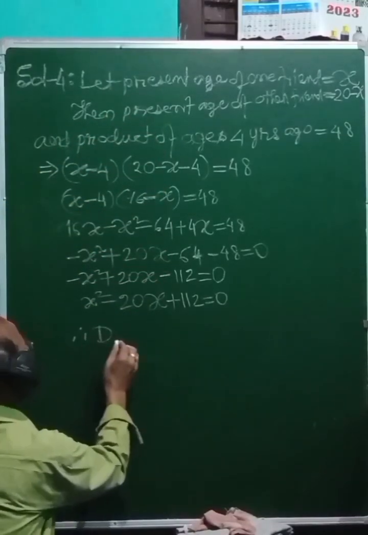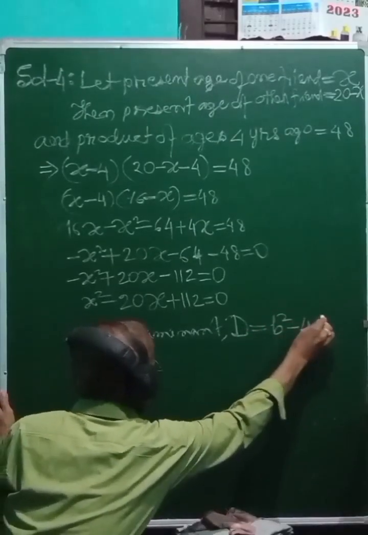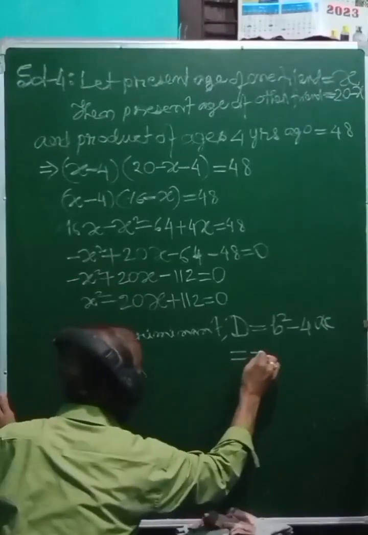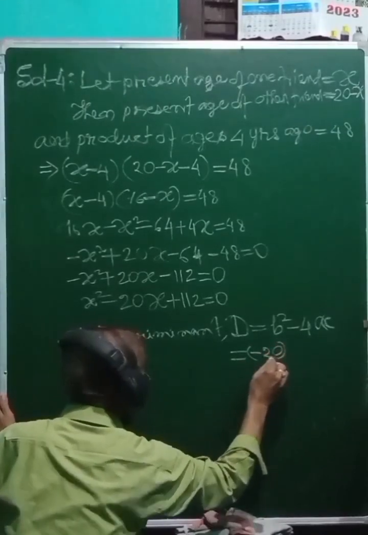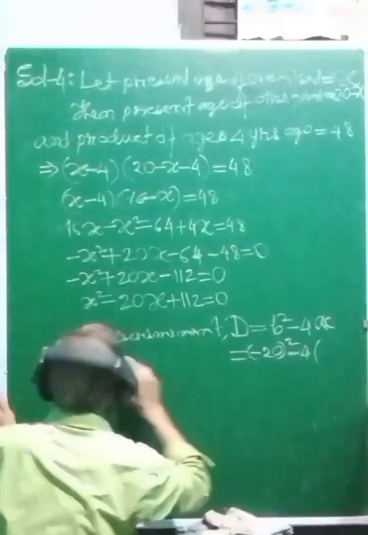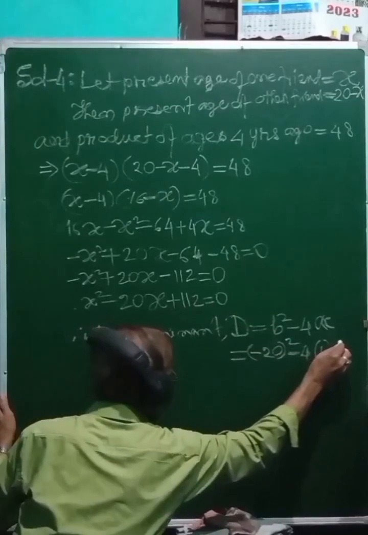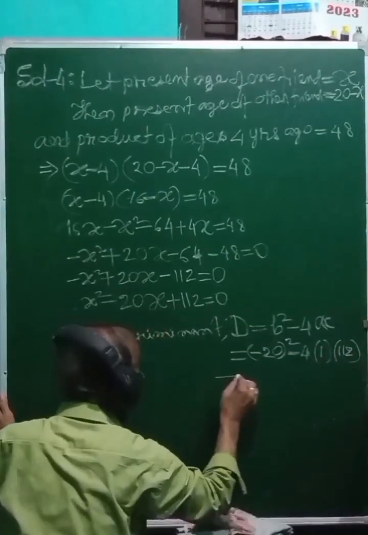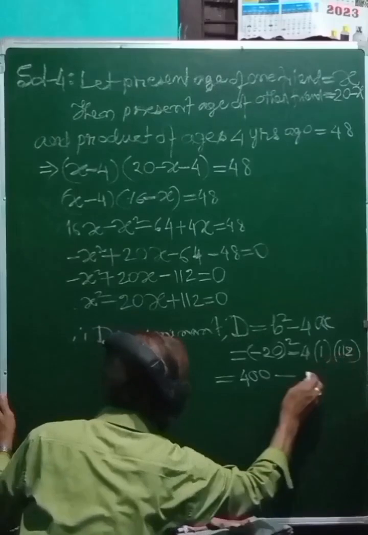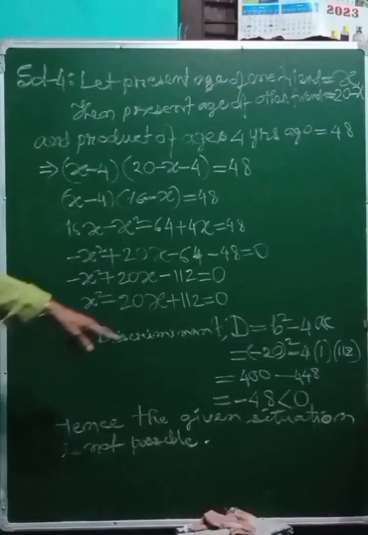Therefore, discriminant D is equal to b square minus 4ac, which is b is minus 20 whole square minus 4, a is 1 and c is 112, which is 400 minus 448, which is minus 48. Hence the given situation is not possible.